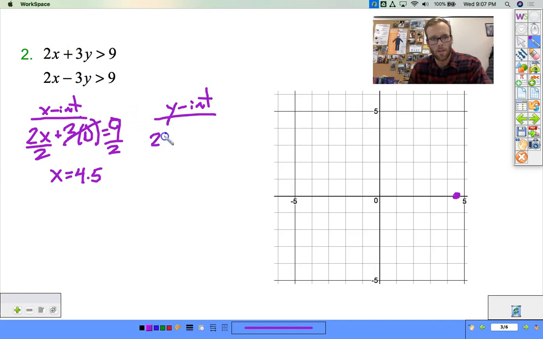The y-intercept, 0 in for x, 2 times 0 plus 3y equals 9. Notice that's gone. Divide by 3, divide by 3, y equals 3. 1, 2, 3. Looking at this, I notice my line should be dashed.